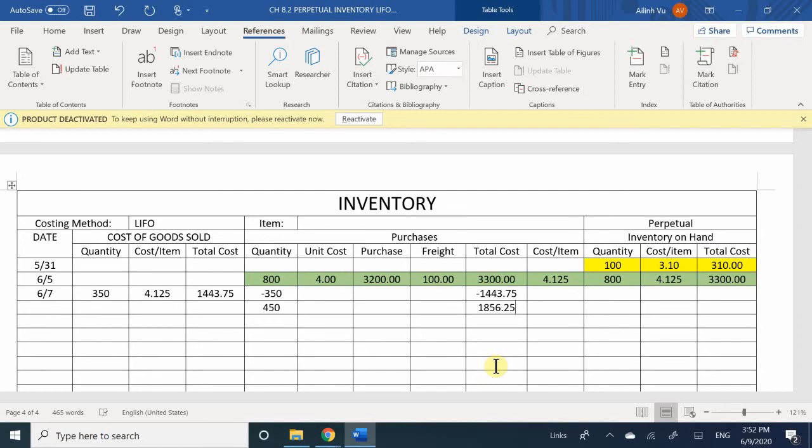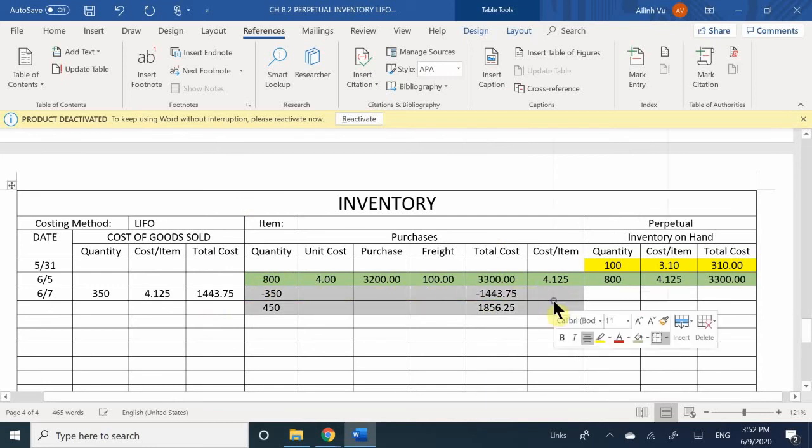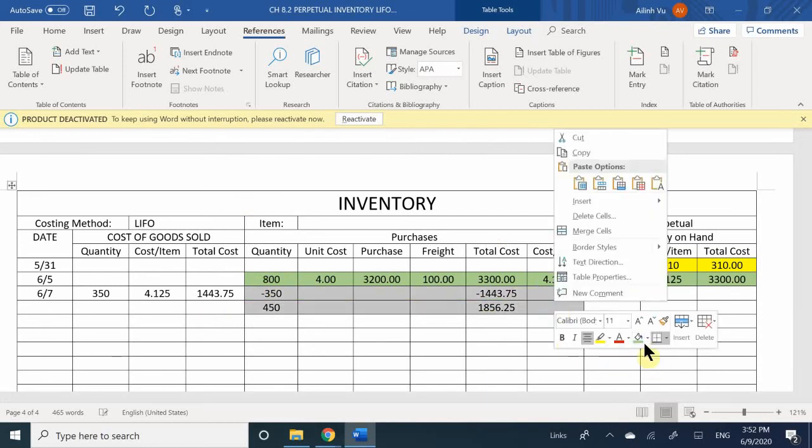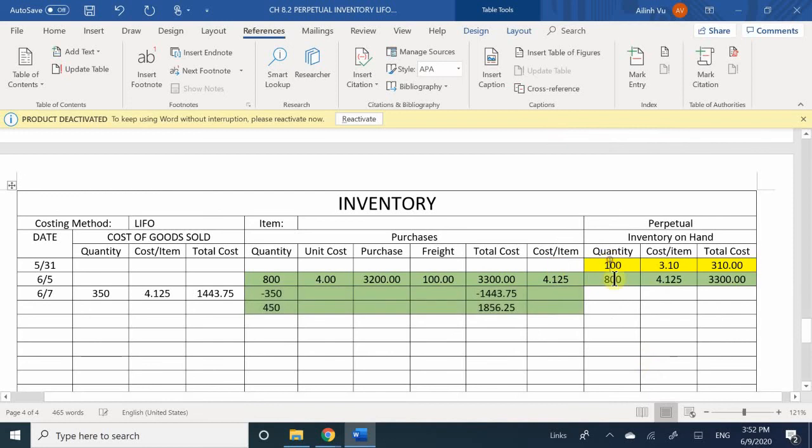Okay. So now once we've done that, we're gonna highlight the whole thing green because this is batch green. And we're gonna go ahead and update our inventory. So instead of 800 now, it is 450. And for how much was it? 1856.25. Okay, good.